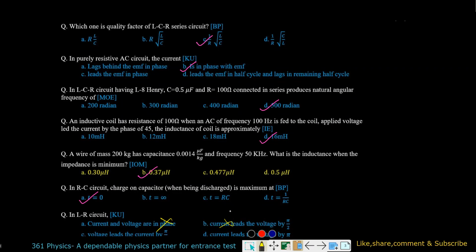This is a promising answer. Let's look at the final one. Current leads the voltage by a phase of pi. This is not the correct answer. So this one is your correct answer for these all.